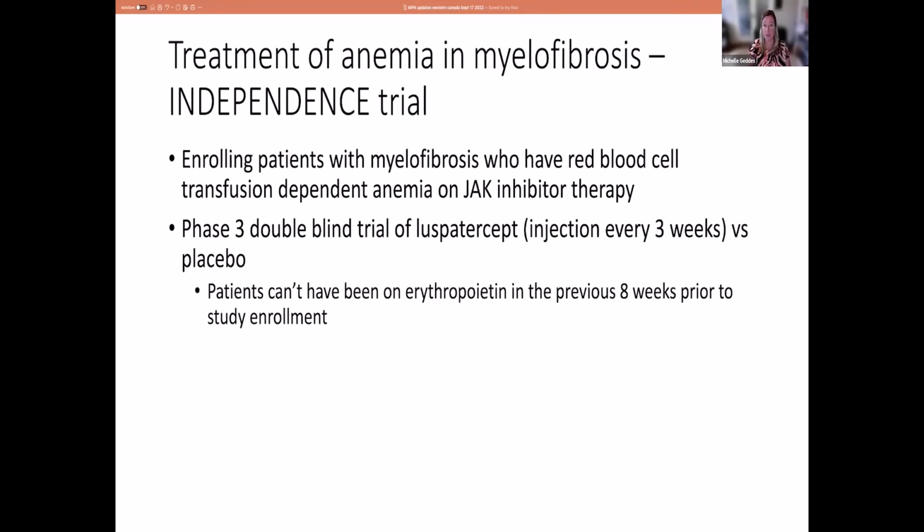Dr. Villenueve mentioned the Independence trial, which is a trial looking at a growth factor called luspatercept for red cells in patients who have myelofibrosis and are on ruxolitinib but have anemia. So we know that ruxolitinib is a very potent drug in myelofibrosis, but it can make the platelets and red cells go down. Some patients will have better symptoms despite the fact that they're more anemic, but some patients will become transfusion dependent, and that's a big problem. So this is looking at patients who are transfusion dependent and comparing a luspatercept injection every 3 weeks to placebo, and looking at how many patients can become transfusion independent or reduce their hemoglobin. So you can have had erythropoietin before, but just not in the 8 weeks prior to the study.